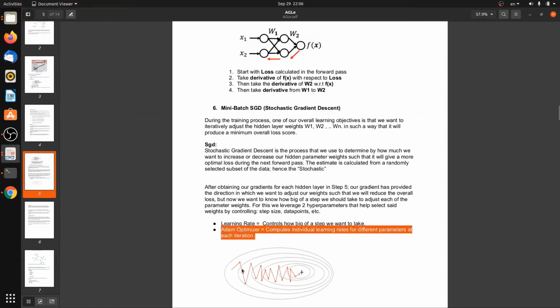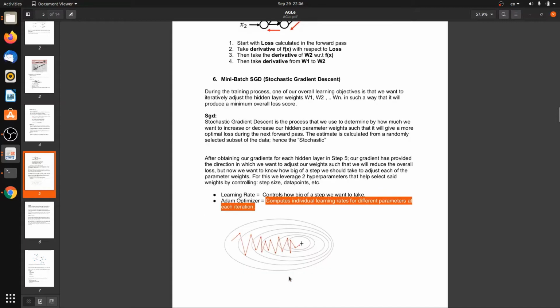And the Adam optimizer, this is the de facto, or the industry standard, for computing individual learning rates adaptively. What this says is that each hidden layer is going to have its own, depending on itself, for each parameter. So this is going to do it for each layer, for each parameter, and it's going to do it adaptively. It's going to start with a probably large step size, and then start making smaller step sizes each time.